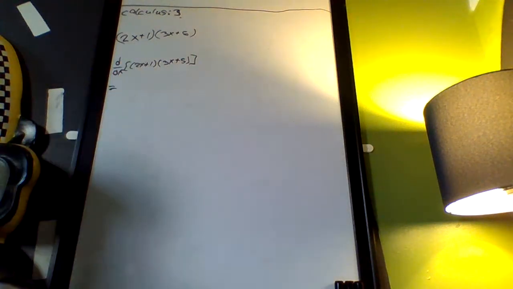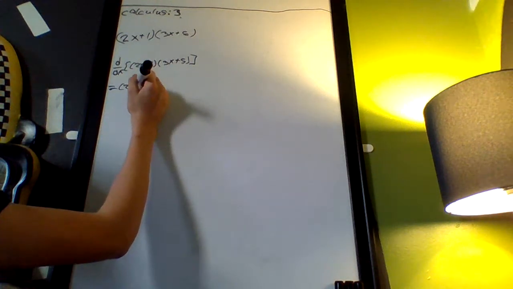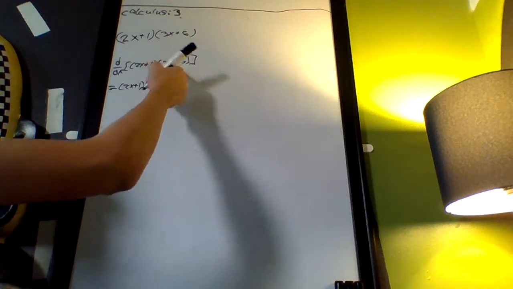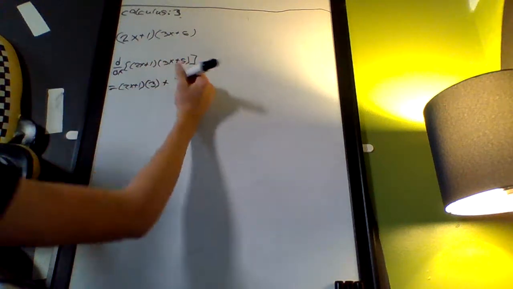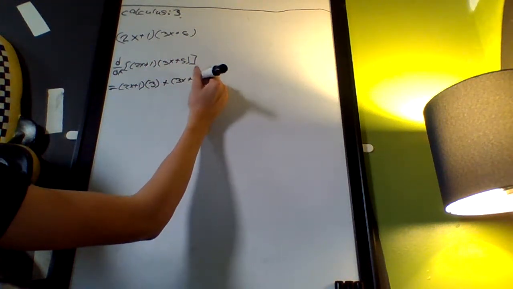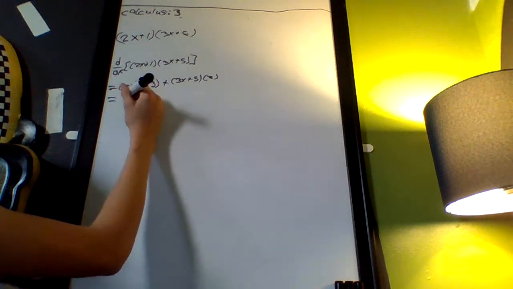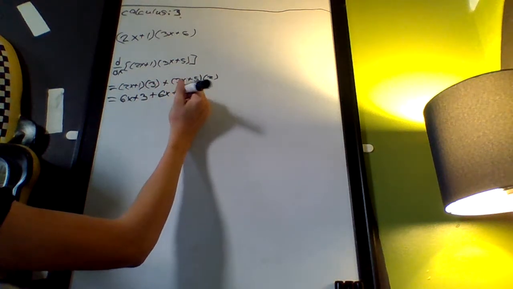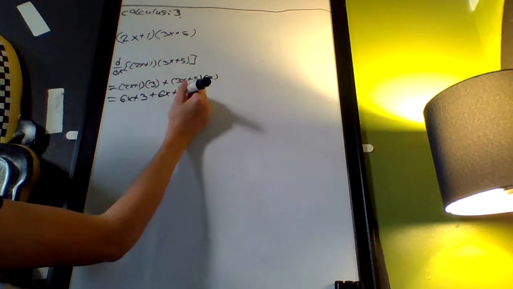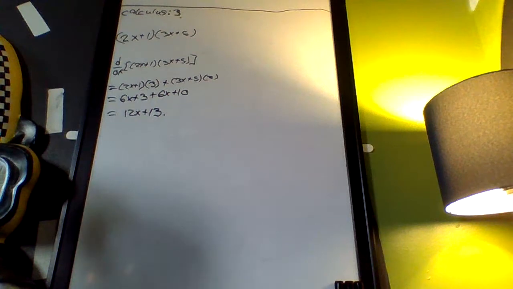So we could use left d right, derivative of 3x plus 5 is just 3, plus right, 3x plus 5, d left, which is just going to be 2. This gives us 6x plus 3 plus 6x plus 10. This gives us 12x plus 13. That's the derivative, and we didn't even have to multiply at all.